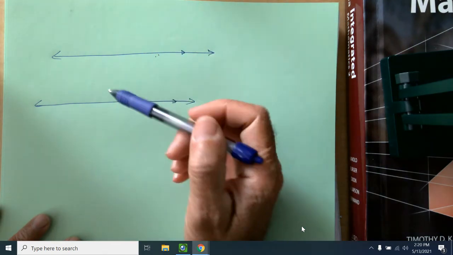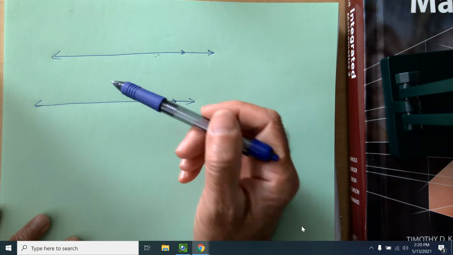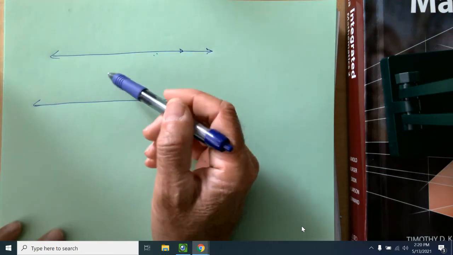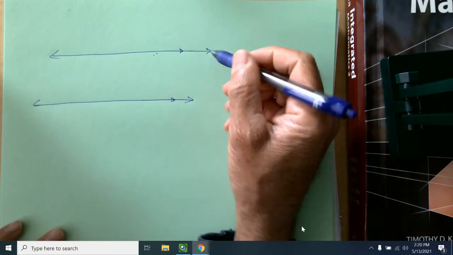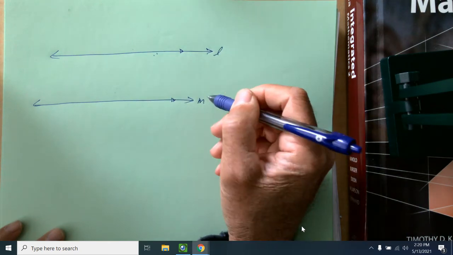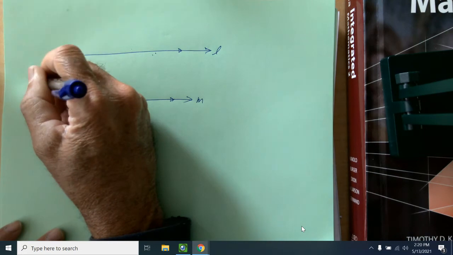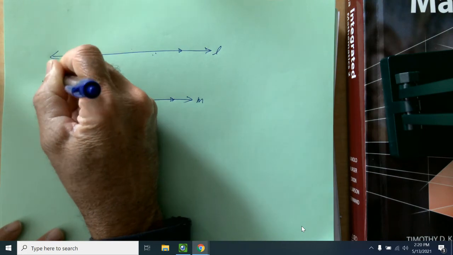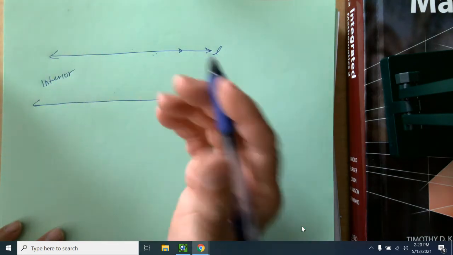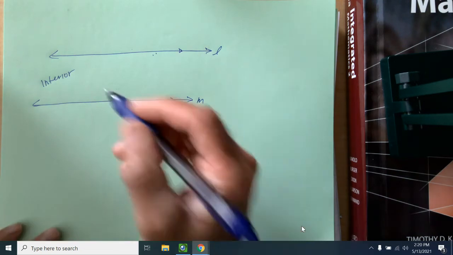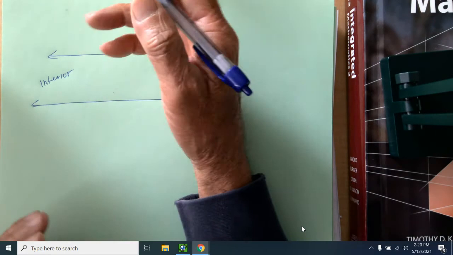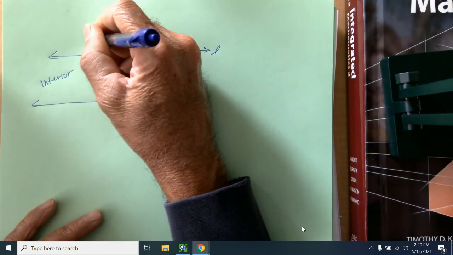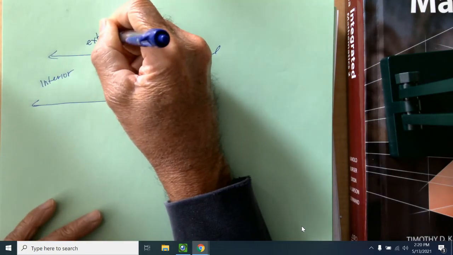So we're going to start off by defining a few things. We're going to say anything between, so between these two lines, we'll call this line L and this line M. Anything between the two lines is going to be our interior, that's our inside. Anything outside the lines, instead of outside, we're going to use the word exterior.